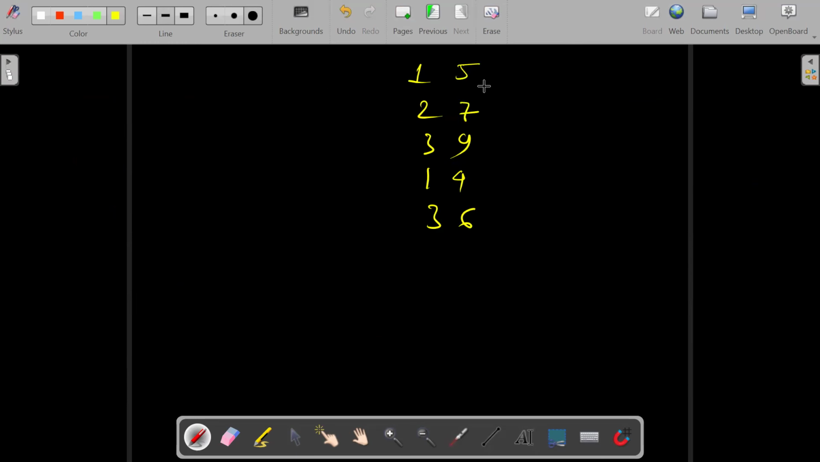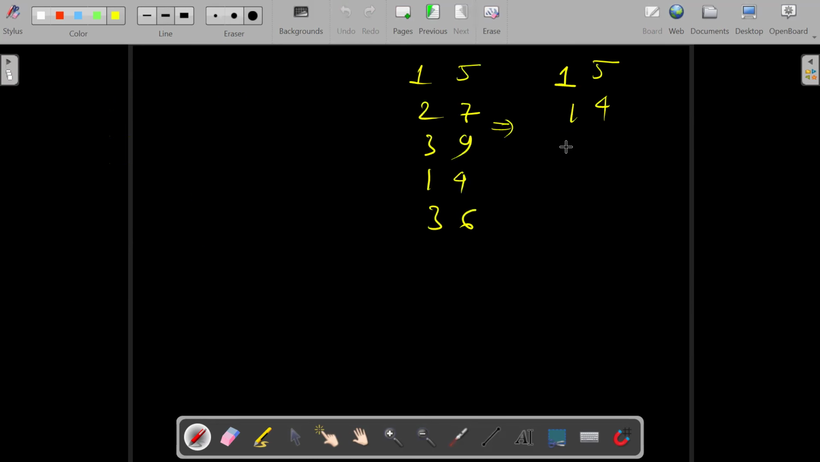Now, the first task is to sort them in increasing order of their starting points. How are they going to look? 1, 5 goes at the top, and after that 1, 4. Let's try to write directly rather than sorting, assuming the sorting we have done twice here. So 1, 5, 1, 4 would be at the top. After that 2, 7 comes into the picture. Then 3, 9, then 3, 6.